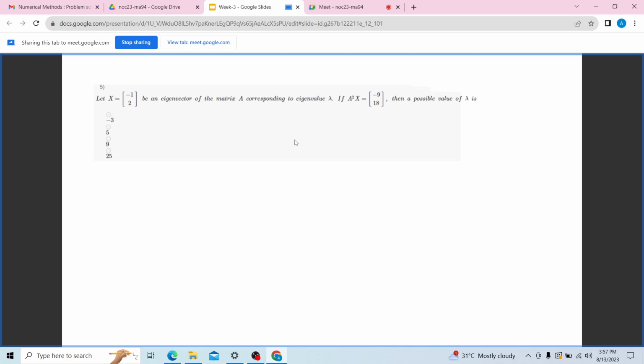So for proceeding, what you can simply do is, since you know for calculating eigenvector we use A into x is equal to lambda into x. So here as it is A square into x, that will be equal to lambda square into x. Fine. So just equate A square x is equal to lambda square x, where you have the value of A square x and matrix x is also given, -1 and 2. So just put the values, you will get the value of lambda.